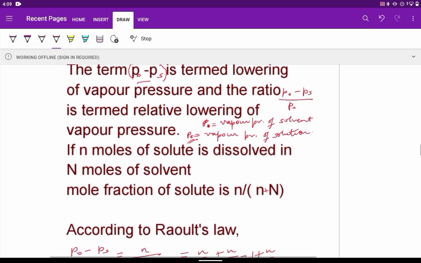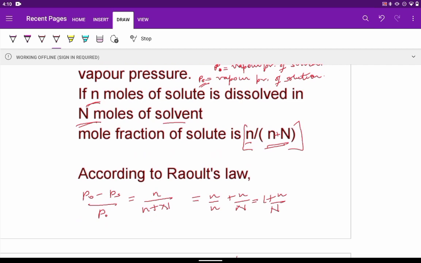Now see, if we have small n moles of solute, we are representing the solute by small n number of moles. It is dissolved in the solvent. The number of moles of solvent is capital N. Then for finding the mole fraction, first of all we have to find out the total number of moles. So total number of moles is given by small n plus capital N. So mole fraction of the solute will be small n, that is number of moles of solute, divided by total number of moles, that is n plus N. So this is the mole fraction of solute.